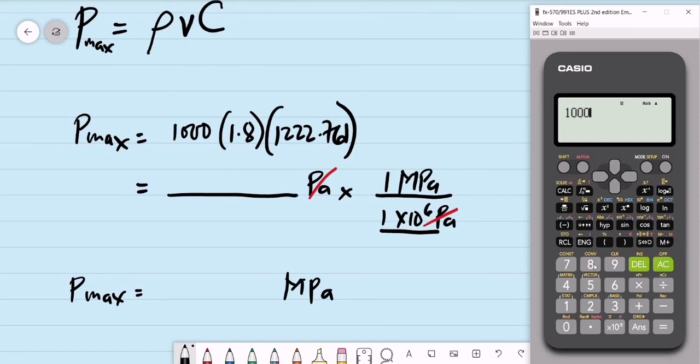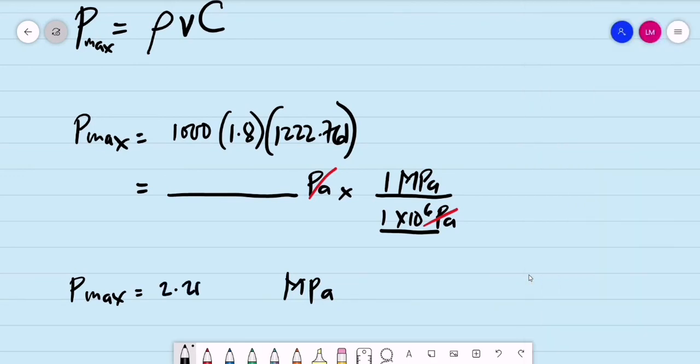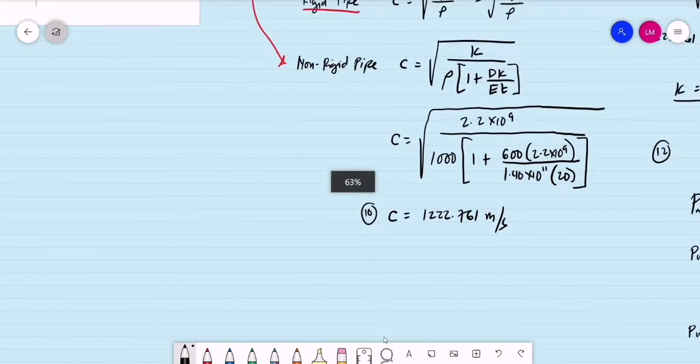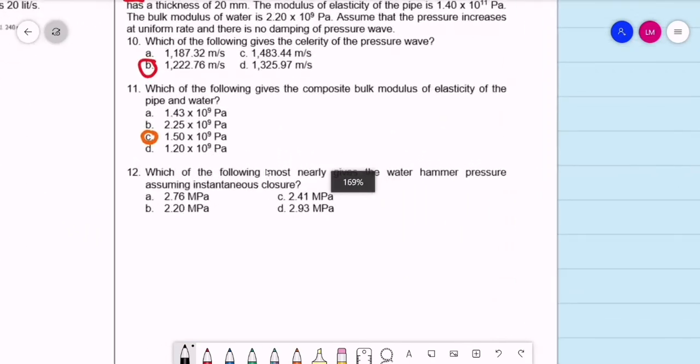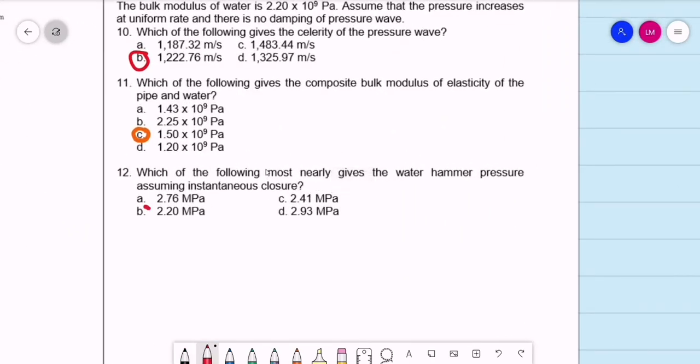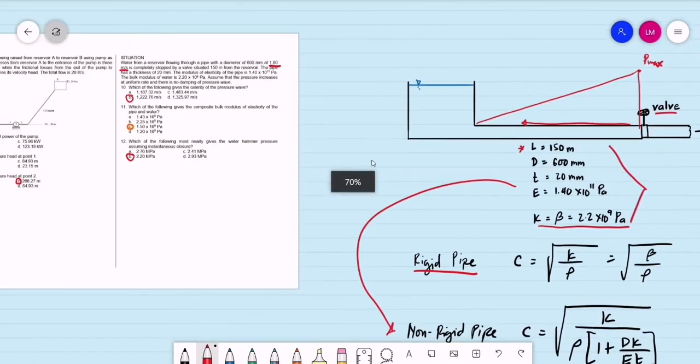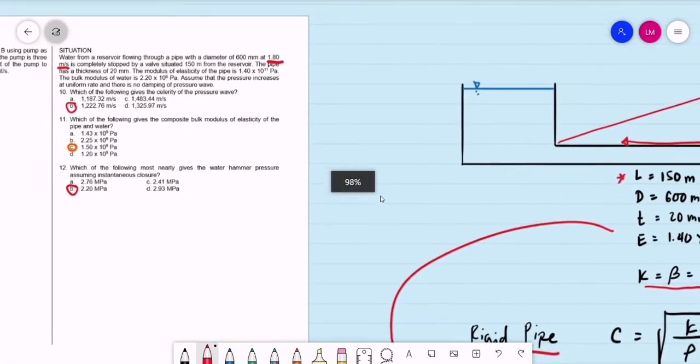That is 1,000. This is multiplied by 1.8. Okay, multiplied by 1,222.761. Again, this is Pascal. Okay, divided by 1 million, 1 times 10 raised to 6. So, that is 2.2. Let's say 2.201 megapascal. Check natin sa choices kung meron tayong value nito. 2.201 megapascals is, okay, pinakamalapit na sa choices is we have letter B, 2.20 megapascal. I think sa board exam ng civil engineering, 2 beses na itong lumabas. Yung water hammer pressure.